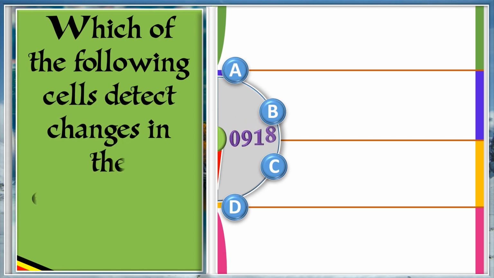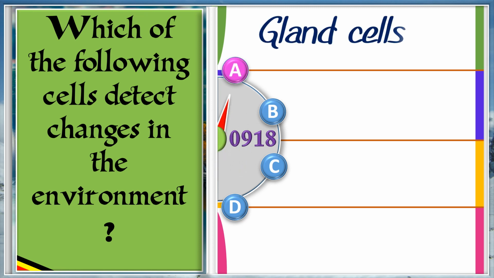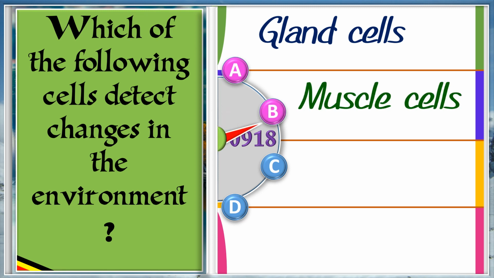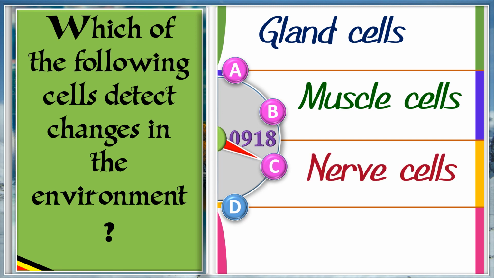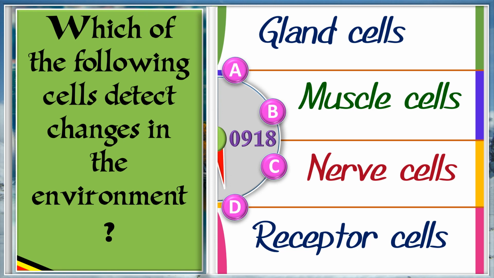Which of the following cells detect changes in the environment? A, gland cells. B, muscle cells. C, nerve cells. D, receptor cells. And the answer is receptor cells.